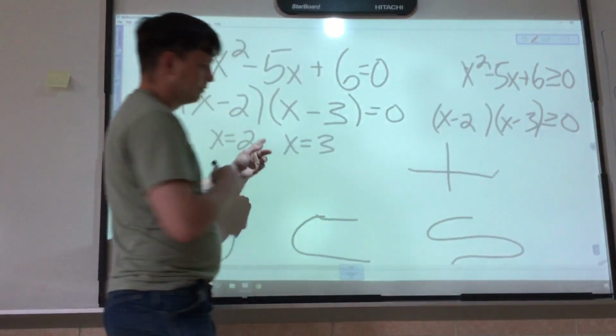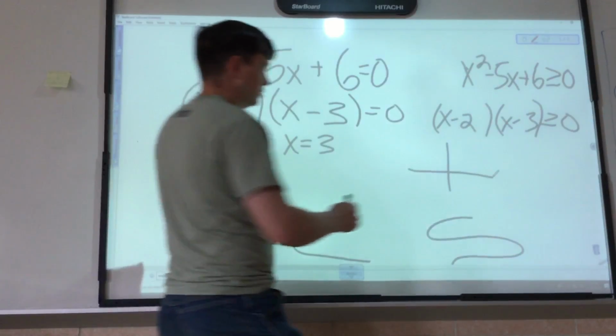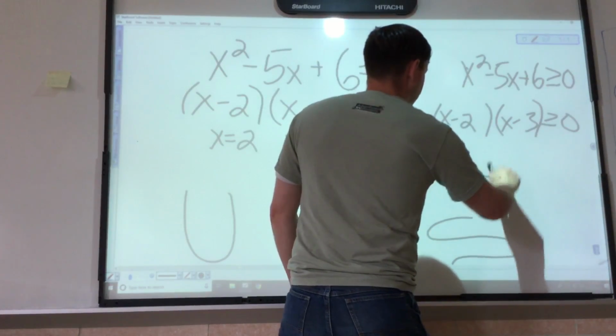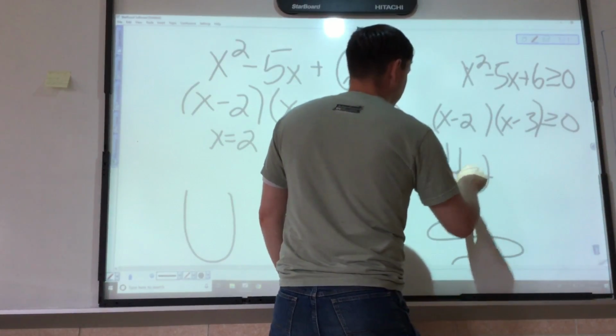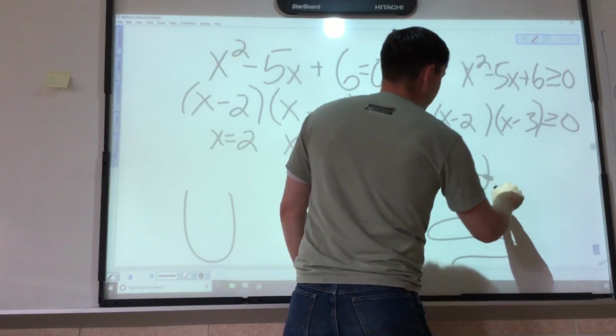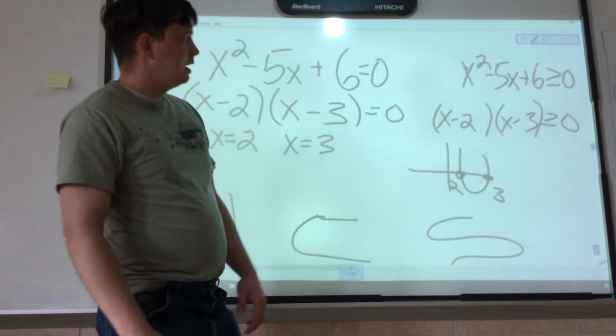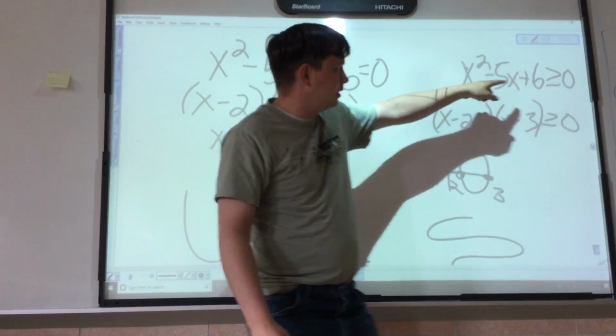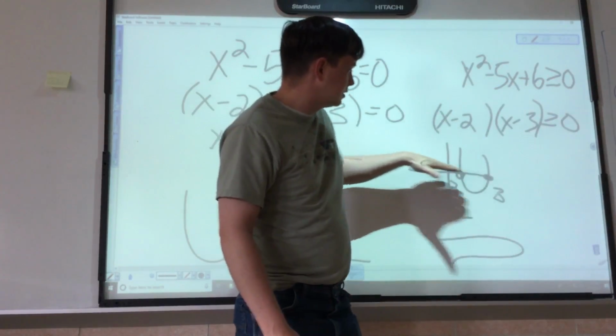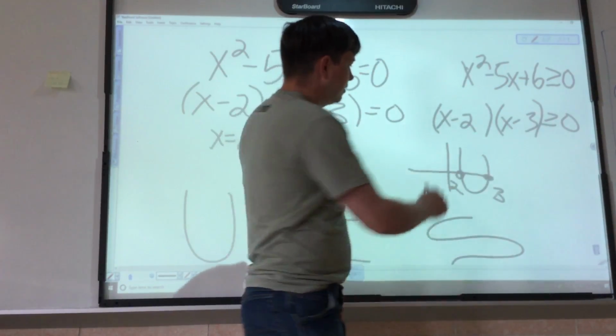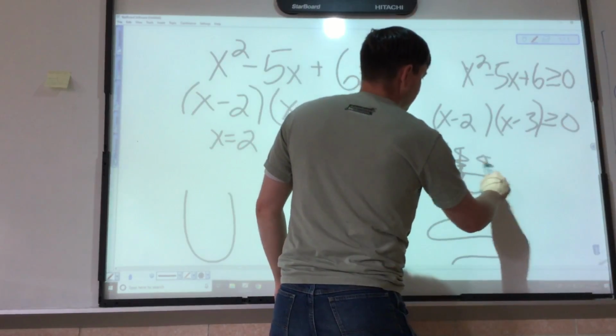This graph, based on what our work is here, would cross at 2 and 3. So it would cross right here at 2, right here at 3, and think, okay, hey, here's the U shape, and I need it to be bigger than 0. So here's 0. U shape needs to be bigger than that, so that's this spot here, this spot here.